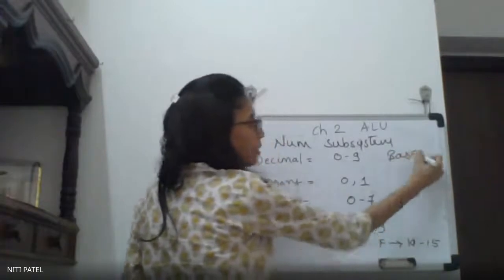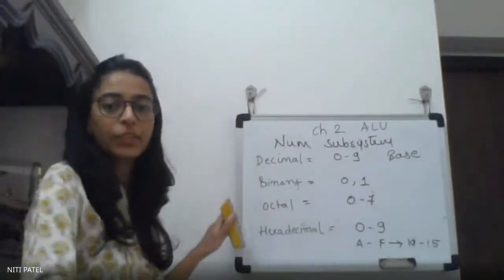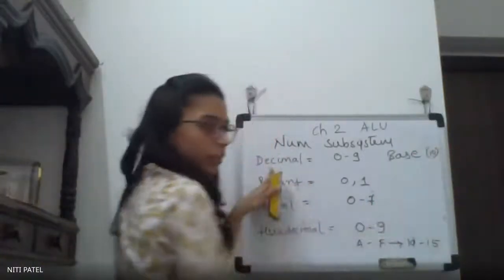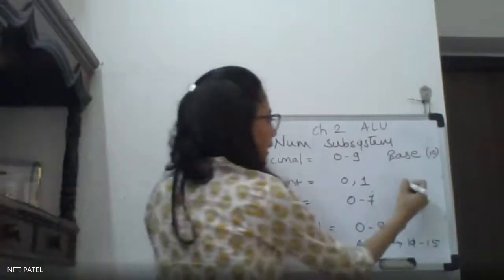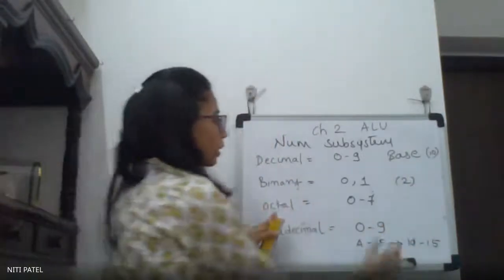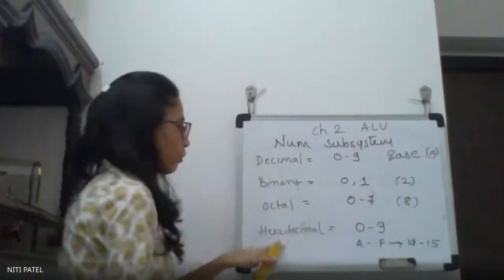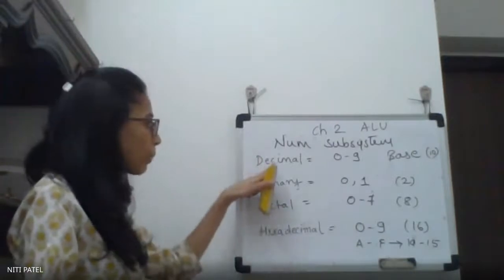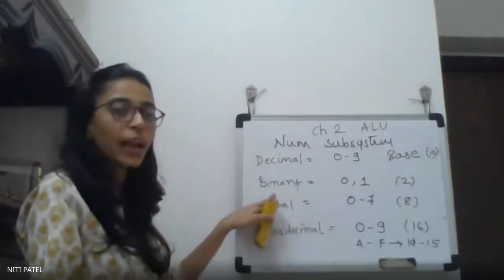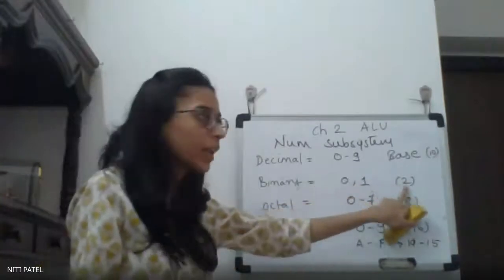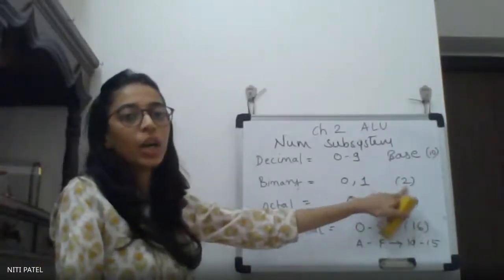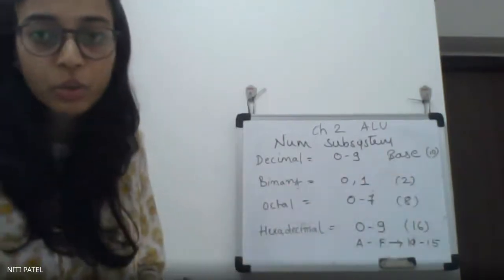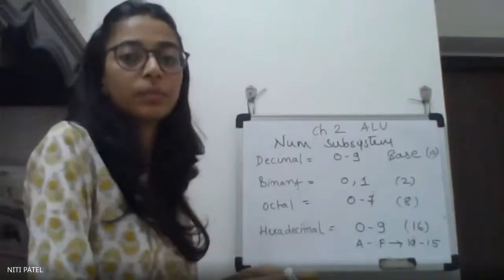Do you know what that base is? Anyone? Yes, ma'am. If it is decimal, the base is 10. If it is binary, the base is 2. If it is octal, the base is 8. And if it is hexadecimal, the base is 16. So if I want to convert from one number system to another number system, I first have to check what the base is, and then by using the base, I have to convert it into the respective number system. Do you know how to convert numbers from one number system to another?